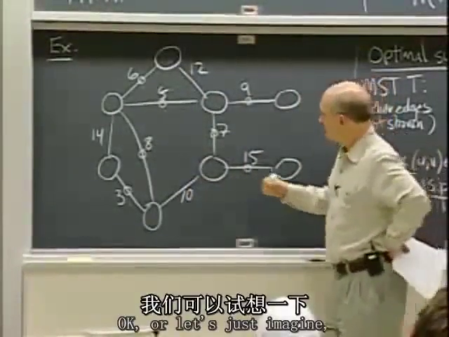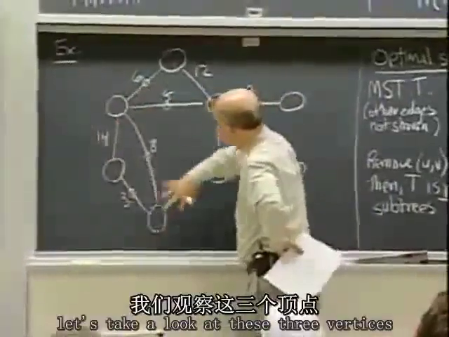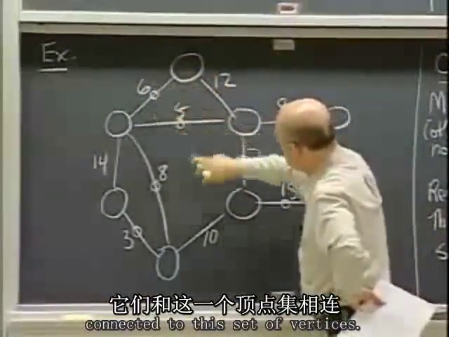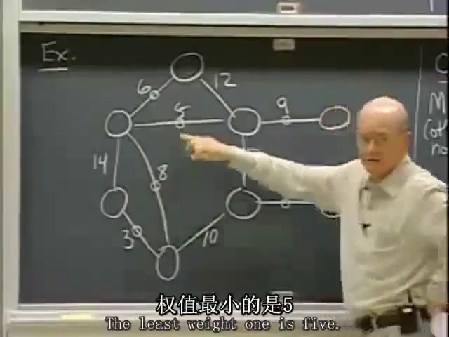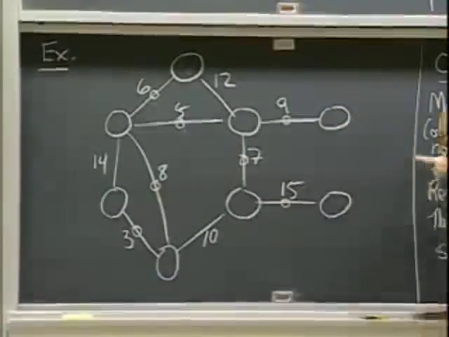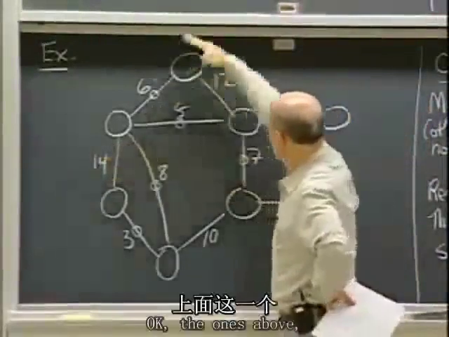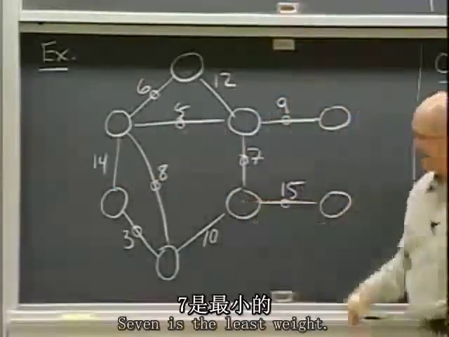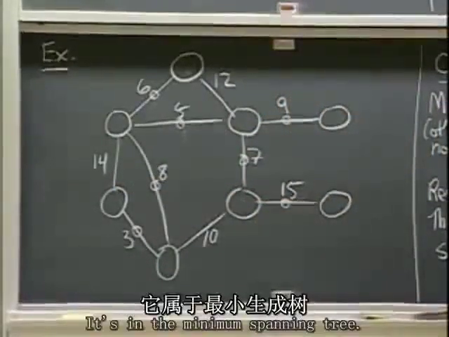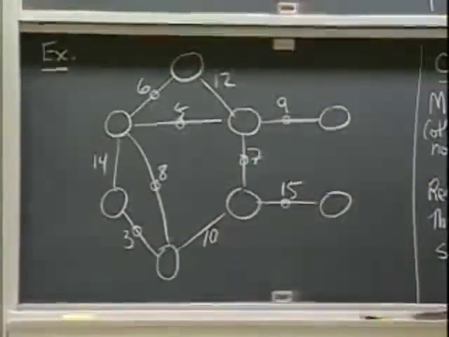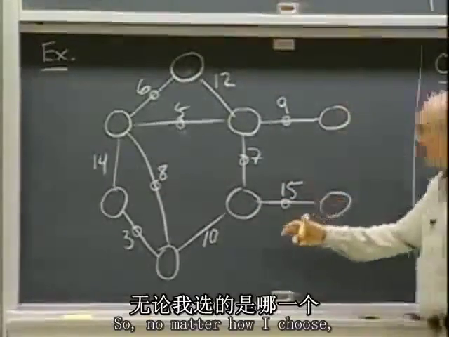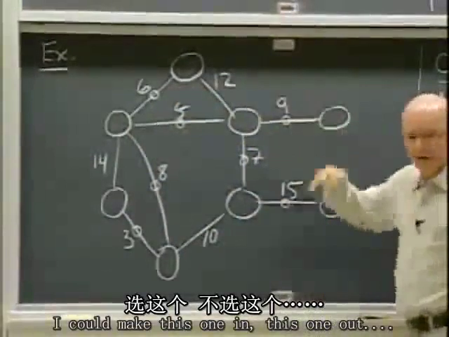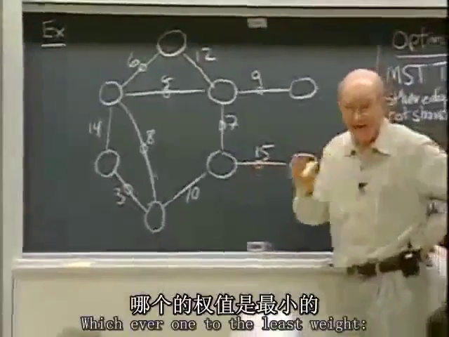Or let's just imagine, let's take a look at these three vertices connected to this set of vertices. I have three edges going across. The least weight one is 5. That's in the minimum spanning tree. Or I can cut it this way. The edges going down are 7, 8, and 14. 7 is the least weight. It's in the minimum spanning tree. So no matter how I choose, I could make this one in, this one out, this one in, this one out, take a look at what all the edges are. Whichever one's the least weight, it's in the minimum spanning tree.